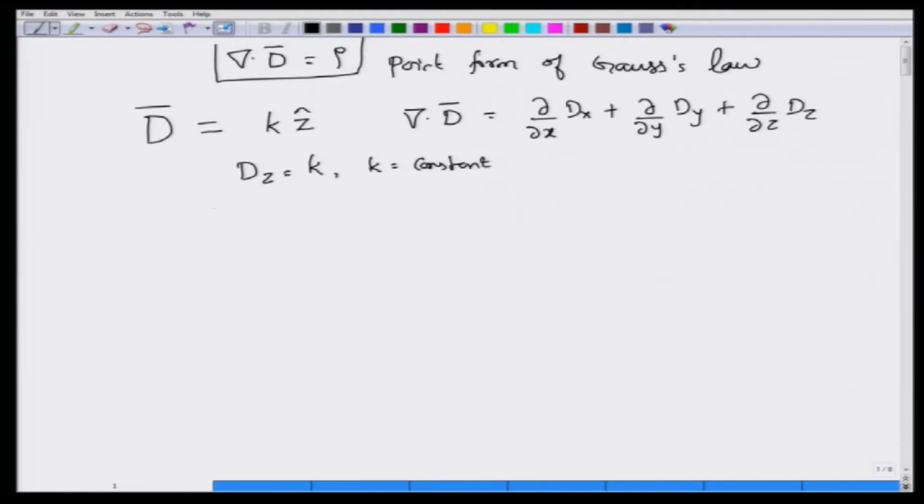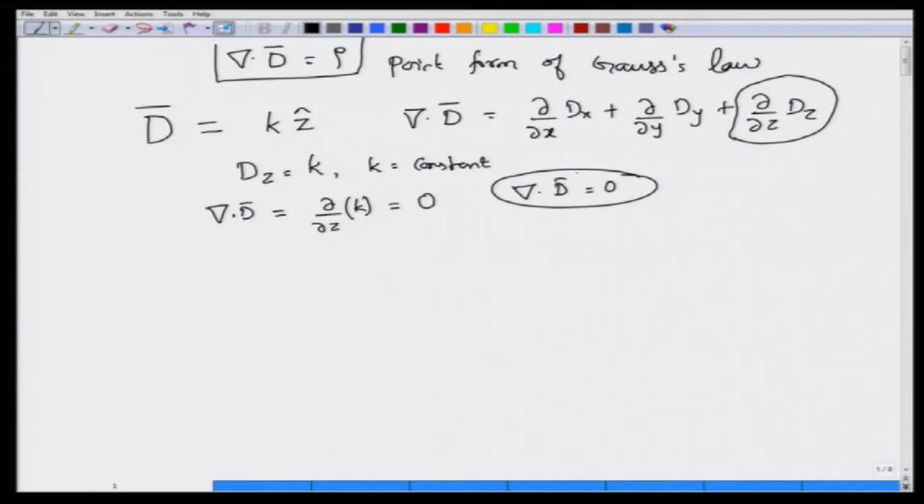Okay. So, you now take del dot D, which is essentially evaluating this partial derivative del z of Dz, and you are going to see that since Dz is constant, its derivative with respect to z will be equal to 0, and therefore, you get del dot D is equal to 0. If this D field had represented the field because of a certain charge distribution, what is the meaning of this del dot D being equal to 0?